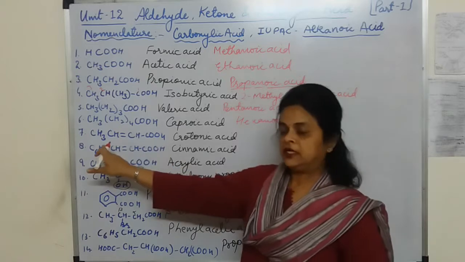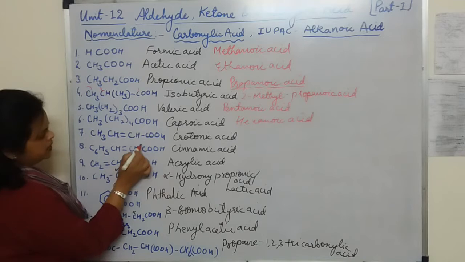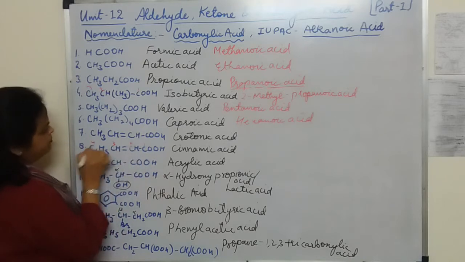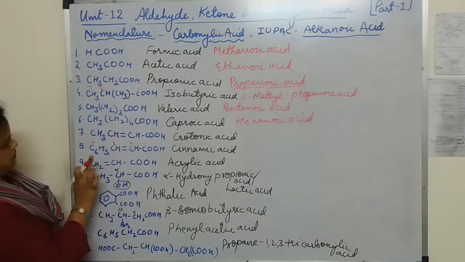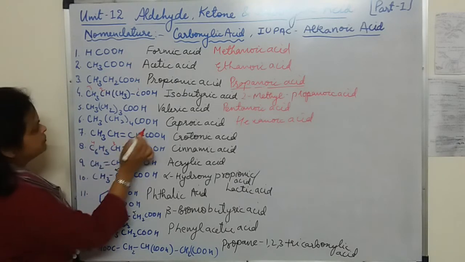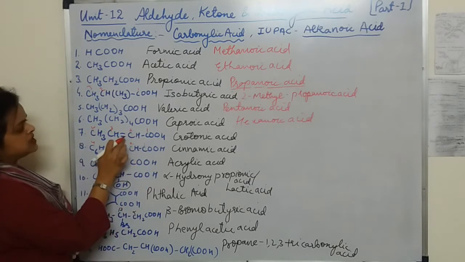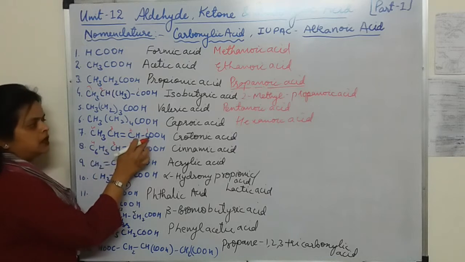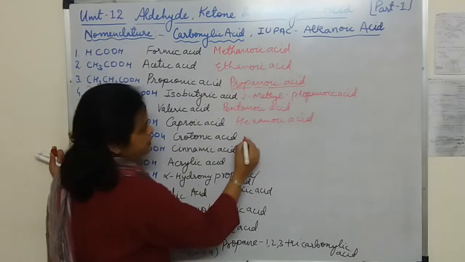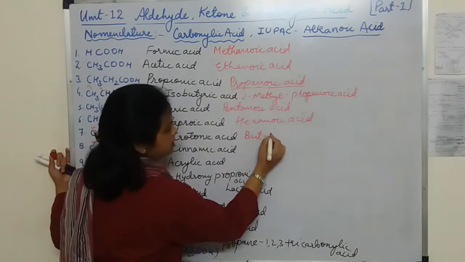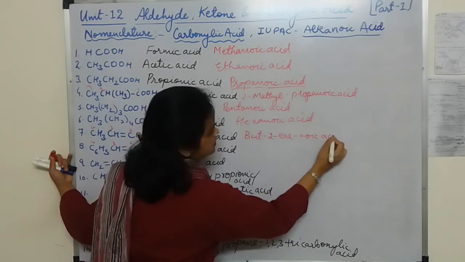Now, for writing this name, we will take the chain, and the chain will start from here 1, 2, 3 and 4. After 2 we are having an ene. Okay, and what root is it of? Sorry, I should take this one first. 1, 2, 3 and 4. So here after the second carbon we are having the double bond, and the first carbon is having the oic acid. So what will be the name of this compound? 4 carbon, word root will be but. Bute, then 2 ene, 1 oic acid.